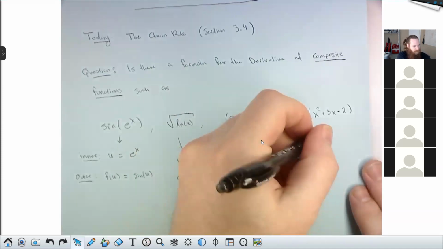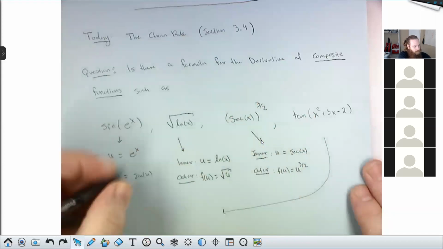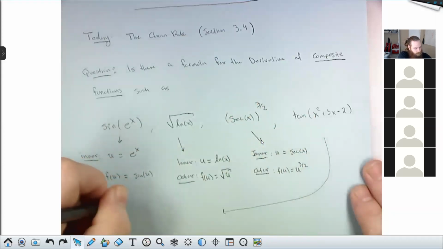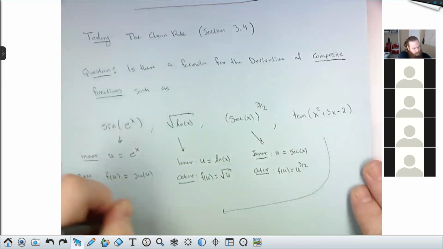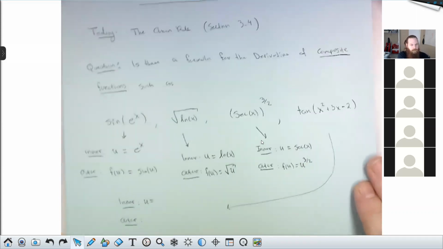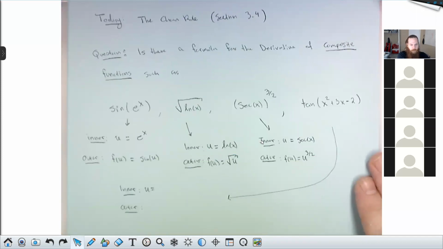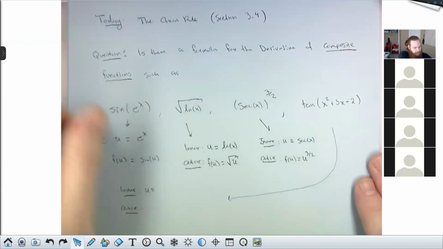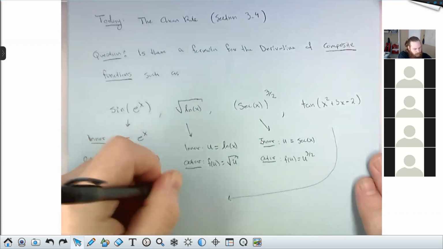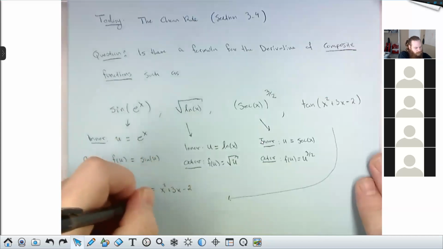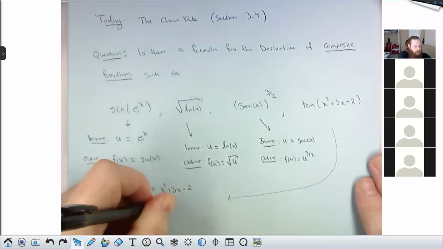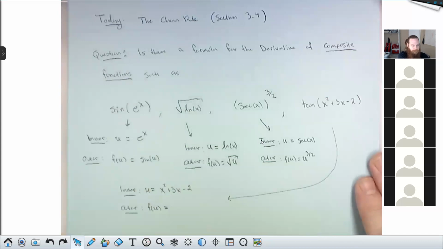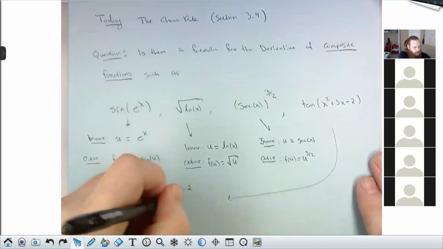All right, and then this last guy. The inner function here, u, for this weird tangent thing, what would that be? X squared plus 3x minus 2. Good. And the outer function? Would be tan u. Yeah, this one's just tangent u.